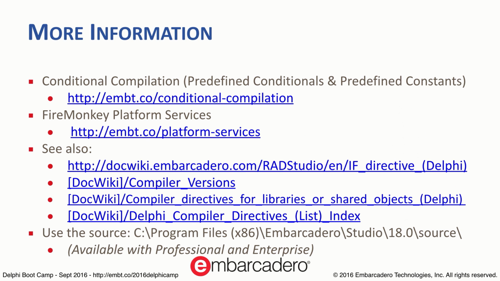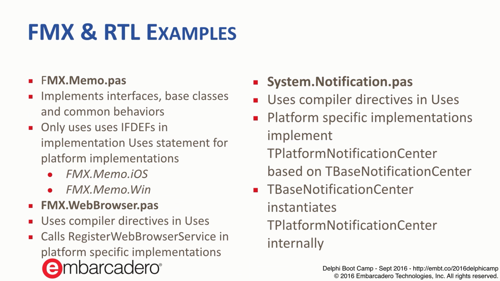Here are some links for more information. Once you upgrade to Pro with mobile or enterprise, the great thing is you have the source code so you can see how all this is done in the FireMonkey and the Runtime library. Actually, in the Runtime library, you will see it combines the Android code and iOS code in the same unit just because of the nature of that. But in FireMonkey, you will see that there is actually, here's some examples here.